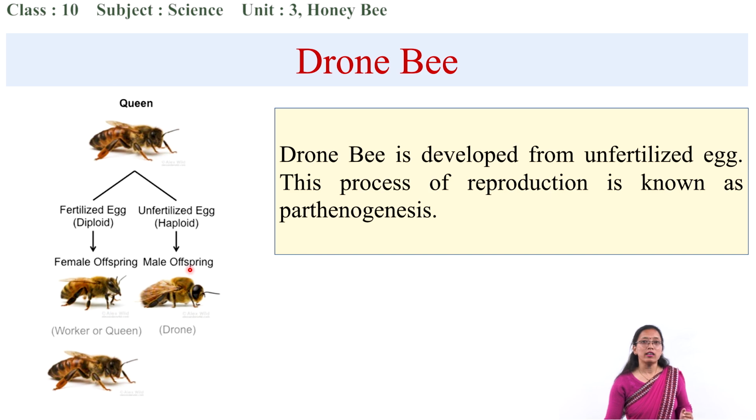Parthenogenesis means, generally, in sexual reproduction we have learned that when there is fusion of a male and female gamete, it forms the zygote, and that is called a fertilized egg. From that, a new organism is developed. But in some insects like termites and bees, they produce two types of eggs: one is a fertilized egg, another is an unfertilized egg. Here also it produces unfertilized eggs. From that unfertilized egg, the drone bee is developed. So that's why it is haploid and has only 16 chromosomes. This process is called parthenogenesis.